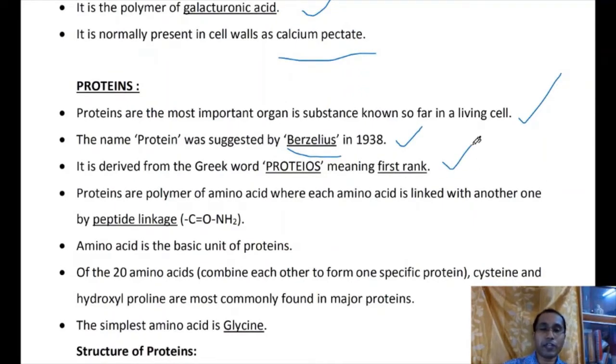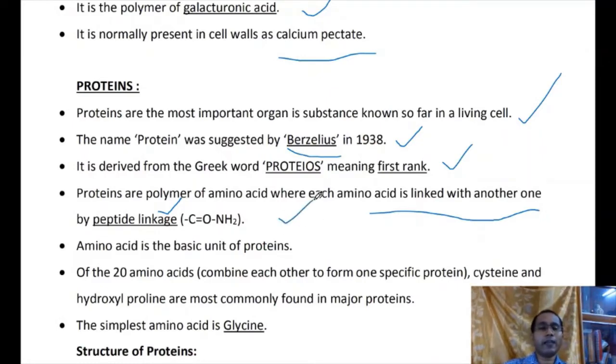As per our nutrition, protein is very mandatory. So we should give preference to the nutritional values of proteins. That's why this is under the category of first rankers. Proteins are polymers of amino acids where each amino acid is linked to another by peptide linkage. This is the difference between carbohydrates and proteins. In carbohydrates it is the glycosidic linkage, but in proteins it is the peptide linkage.